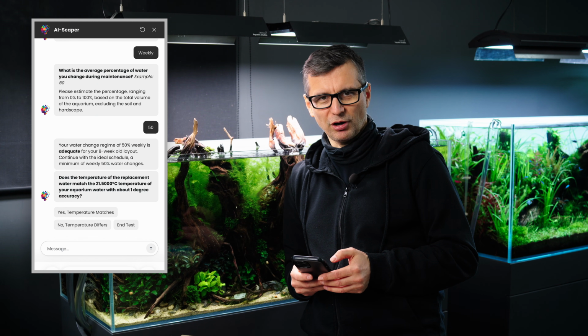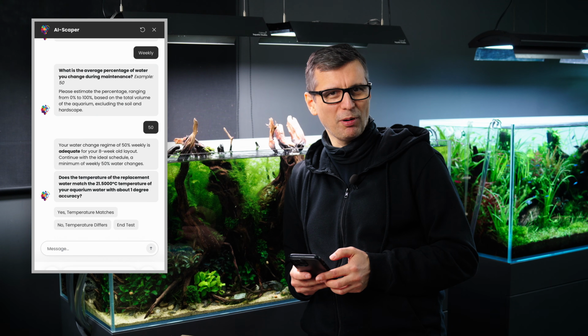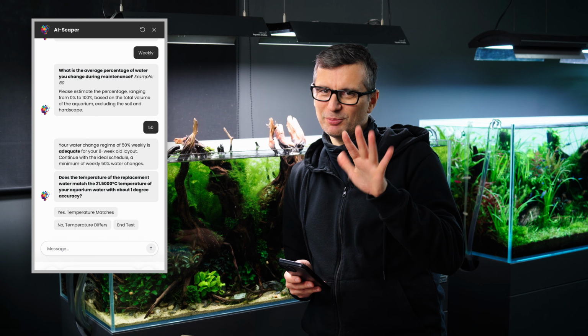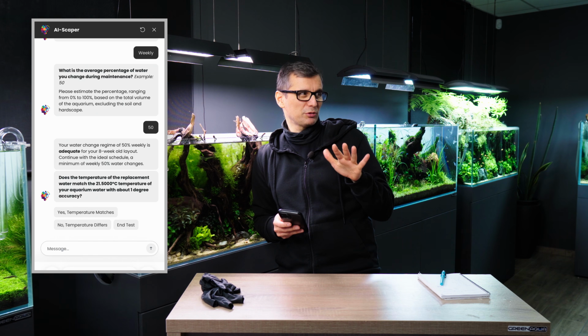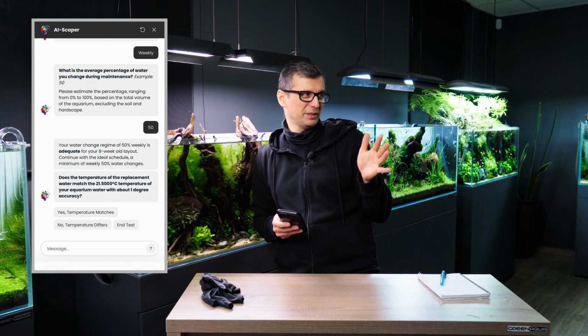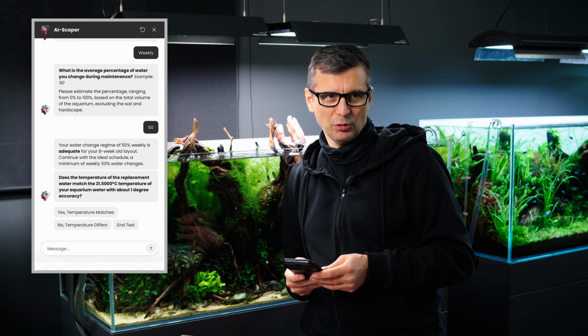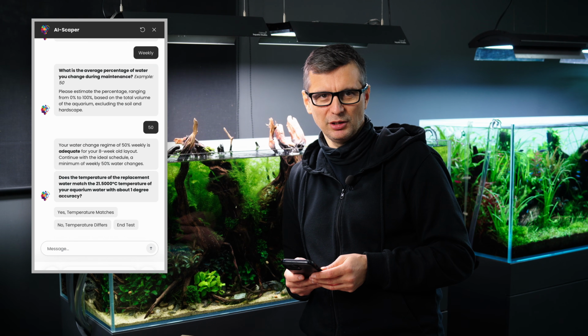Does the temperature of the reverse osmosis water that you pump in match the temperature of this one? Sometimes not, actually. Mostly I would say it's a bit warmer. Okay, let's not penalize ourselves for that. I could say that sometimes I felt that the water that goes into the aquarium is warmer.